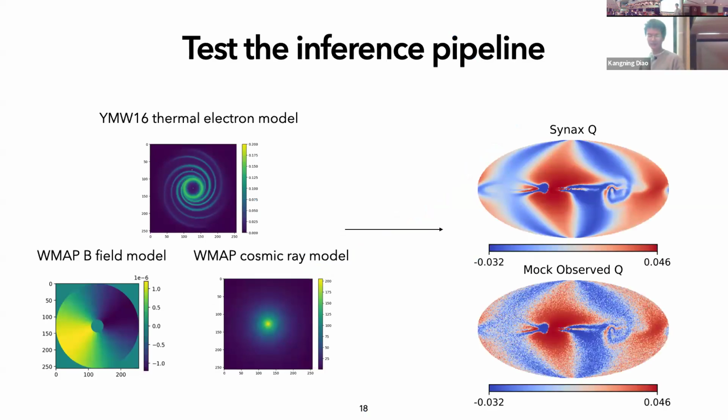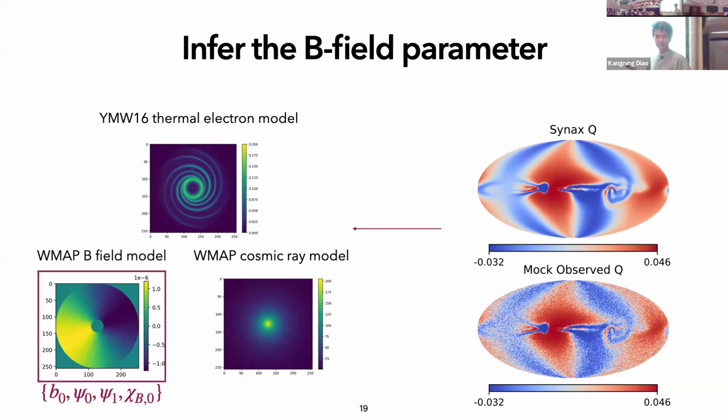Okay, so after we verify the efficiency of our code, the next thing we want to do is test our inference pipeline to test the effect of synax. To do this test, we first construct a mock observation. We adopt 3 very simple models for the input fields: a YMW thermal electron model, a WMAP cosmic ray model, and a WMAP B field model, and they all look very simple. By the way, these are all slices in the galactic plane in a 3D field. So we have these models, and we calculate the polarized sky map, the Q map and U map. Here I only show Q for simplicity. And we add independent Gaussian noise to construct such a mock observation. Our task here is to infer the four parameters in this analytical WMAP B field model based on the mock observation we have.